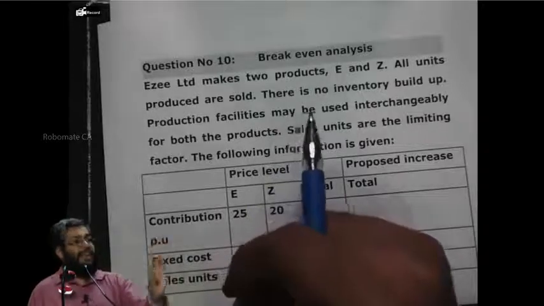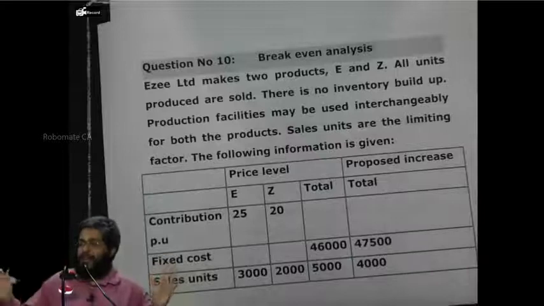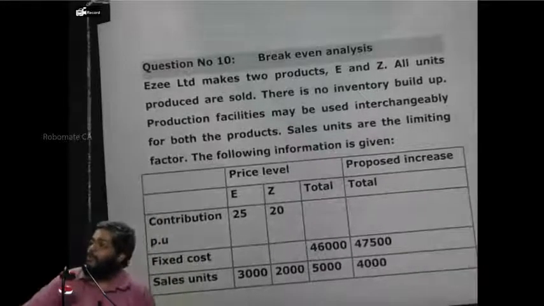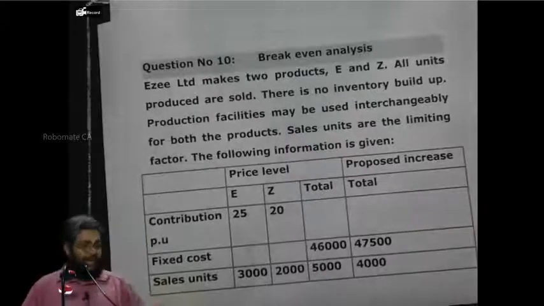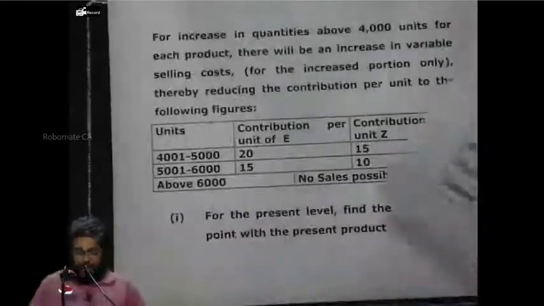Weighted average. So when you have a product mix, the break-even point is nothing but fixed cost divided by weighted average contribution per unit. It is in IPCC itself. Respond, yes or no? So now let us calculate the break-even point for the present level and then answer the next question. Can I or not? Write down first. Part 1.